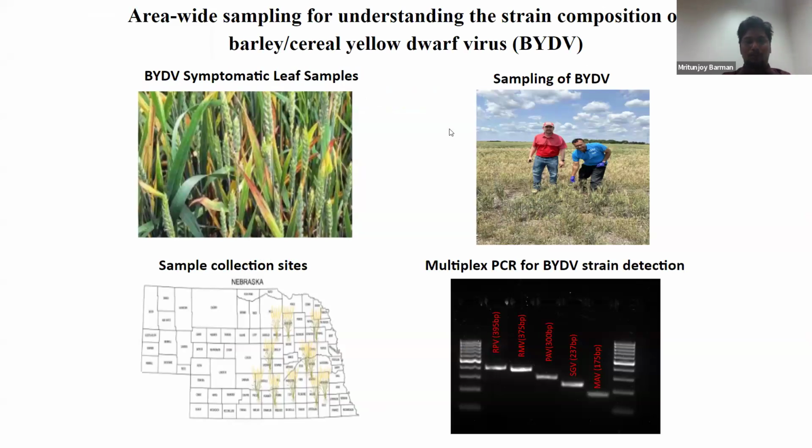Barley yellow dwarf virus causes huge losses to the growers of different cereal crops. As you can see here, the symptoms of barley yellow dwarf virus are reddening of the upper portion of the leaves. So we surveyed different locations of Nebraska and collected the symptomatic leaves, and we standardized one protocol, multiplex PCR, that can detect all the strains of BYDV in a single reaction. Next slide.